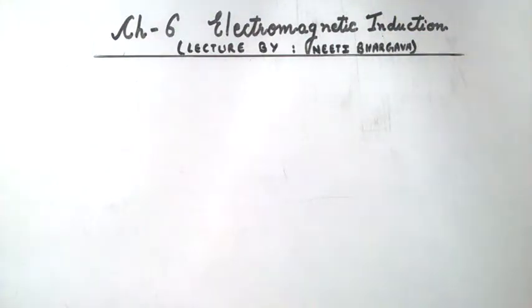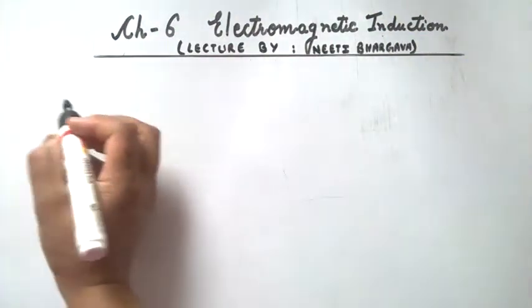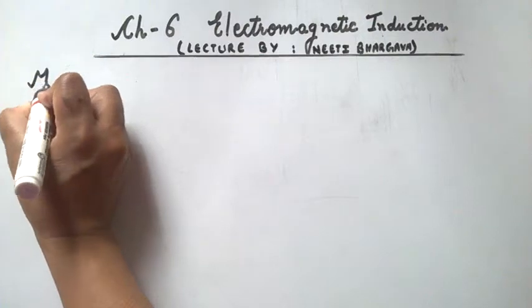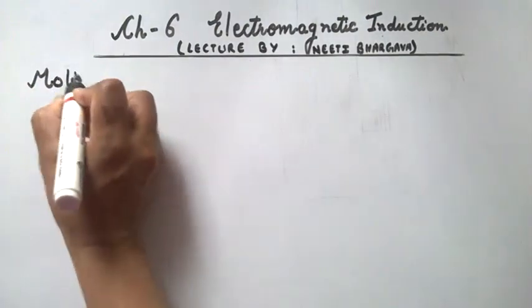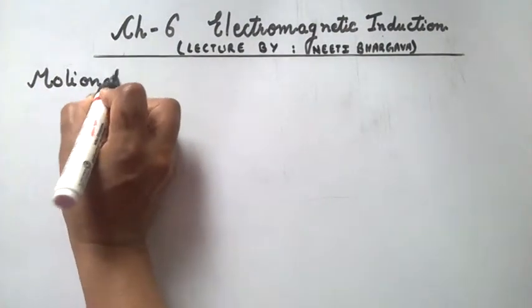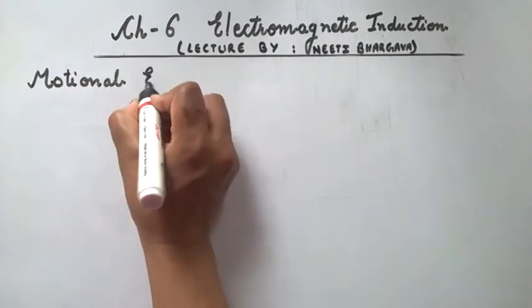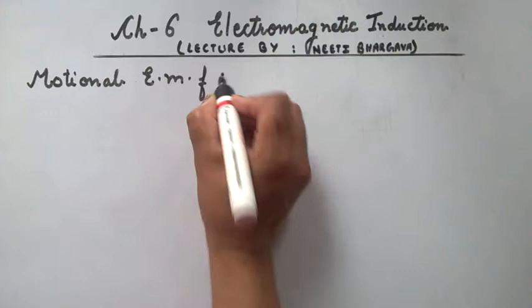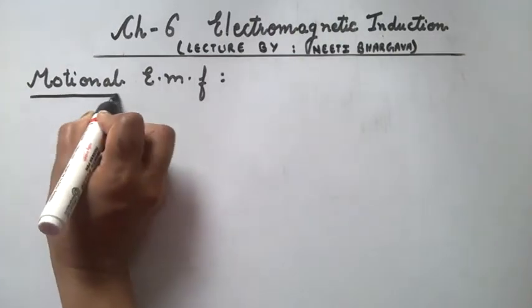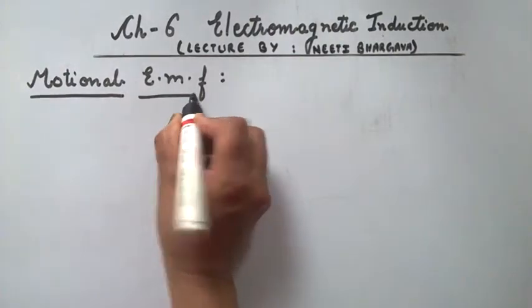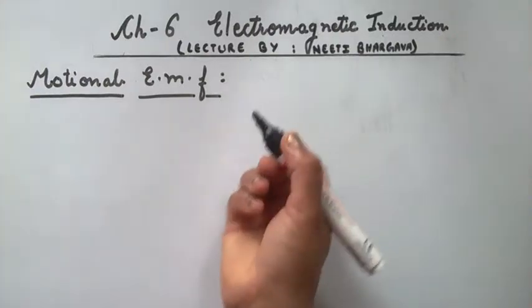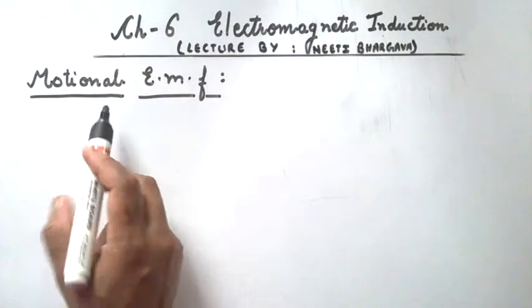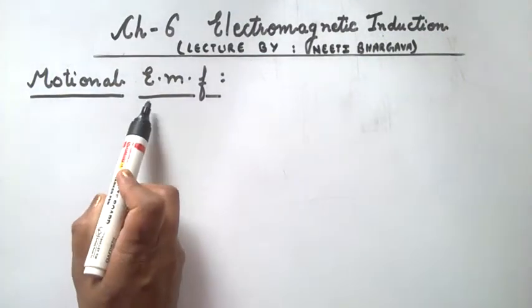In continuation with this chapter, now let's study another topic, that is motional electromotive force. We have studied about induced EMF, that it is produced due to the change in magnetic flux due to the motion of a bar magnet or any conducting coil. Now let's study about motional EMF.